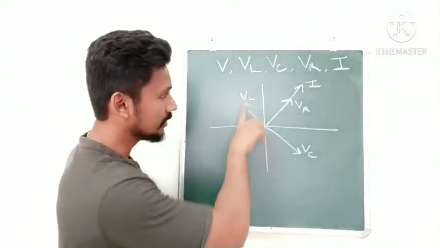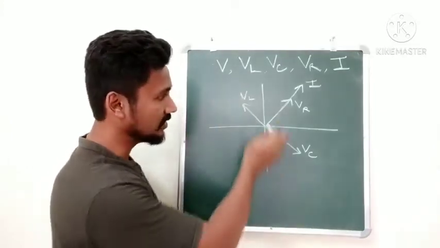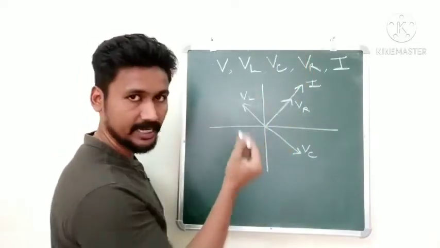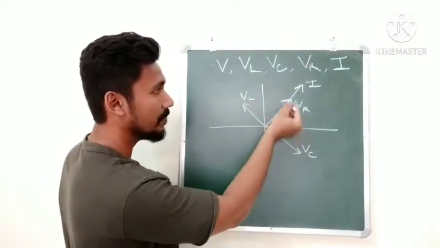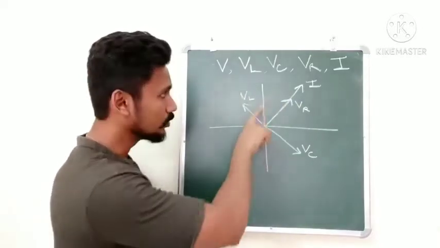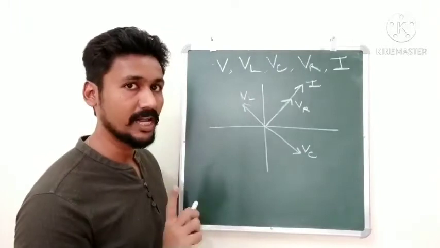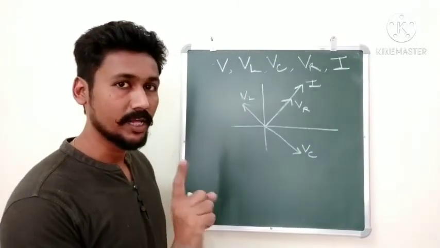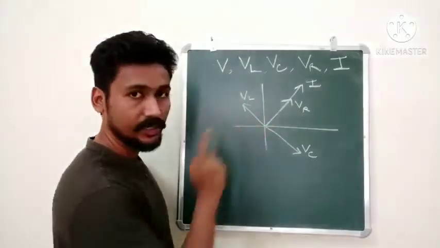This relation is very important to understand because the entire derivation will depend upon this. So once again, I and VR are in the same direction. VC is pi by 2 behind I and VL is pi by 2 ahead of I. So this relation needs to be understood, and this phasor diagram you will have to draw in the exam if this question is asked. Now here is what I want you to notice. VC and VL are 180 degrees to each other.